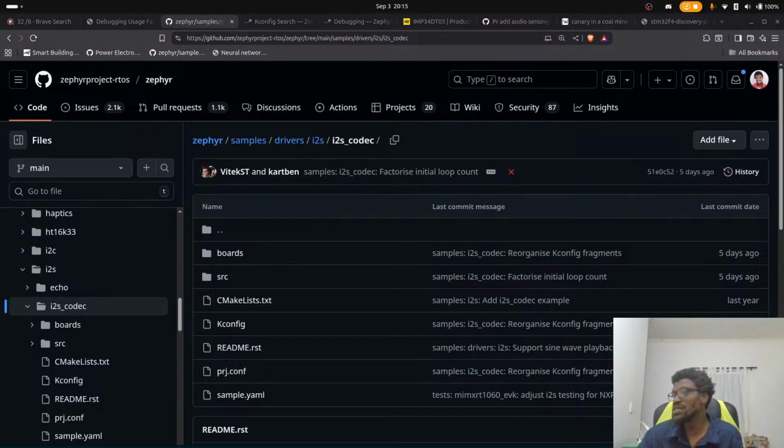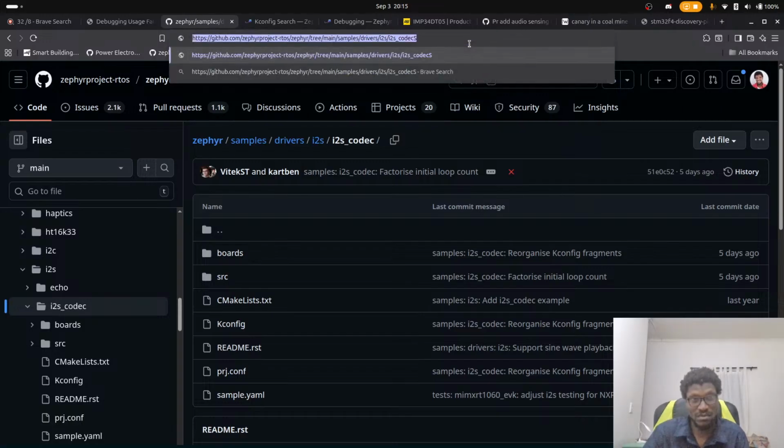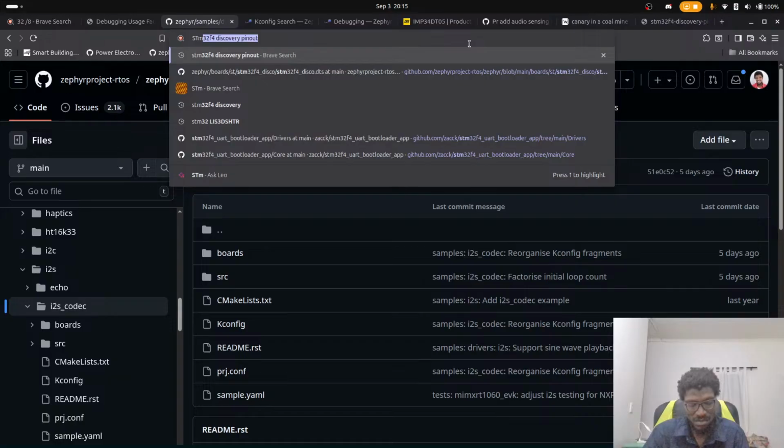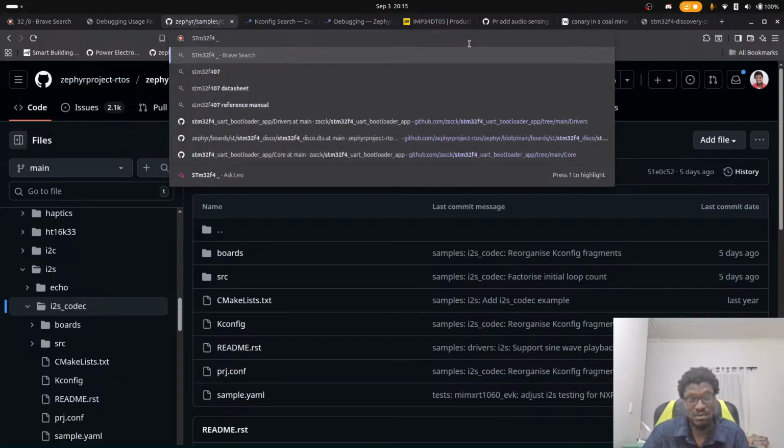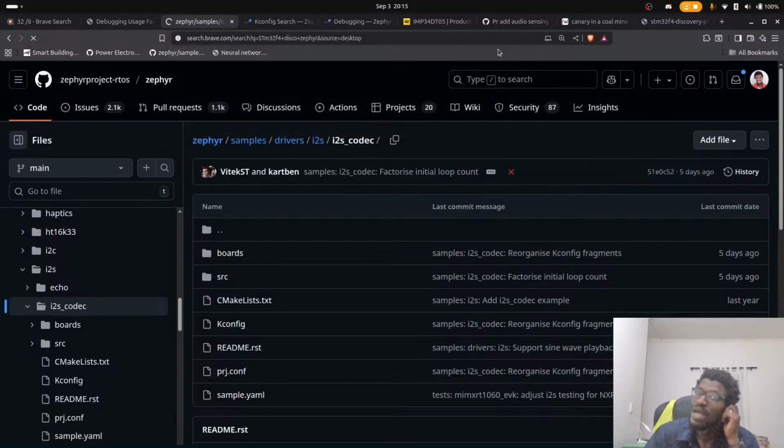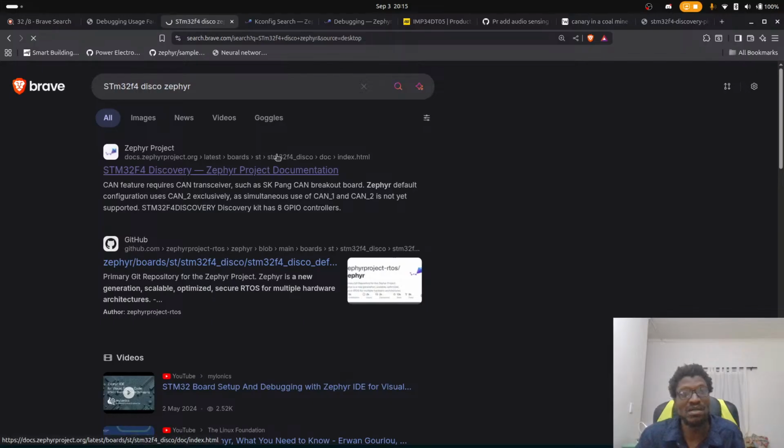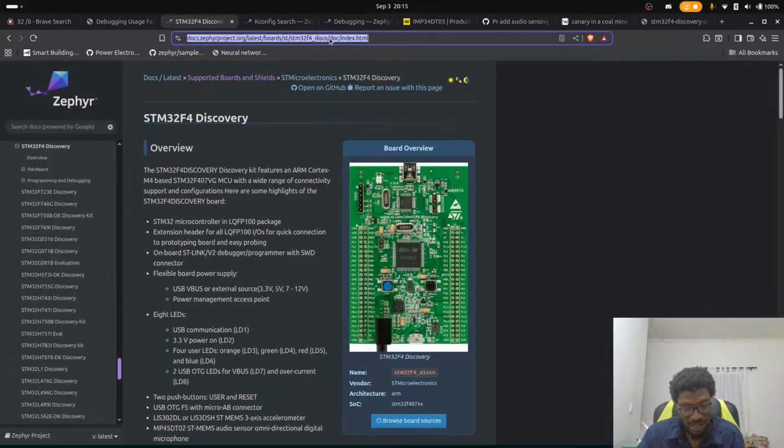Cool. And then hardware and setup. I think today we are working on the STM32F4 Disco. So let me change that. STM32F4 Disco Zephyr. Might as well just link it to this one properly. So here's the file that we're working on today, and hardware we're working on here. Cool. Okay. Notes up there.